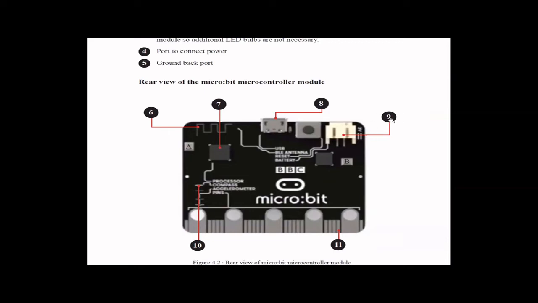Then you have the battery connector. So you can connect this to an external power source, because then you can work separately. You don't need to connect always to the laptop or the computer. You can give a separate power source, right? And then here, this is the place where the accelerometer and compass are, right? Like the sensors you can use. And then the 11 means these are the pin edge connector, right?